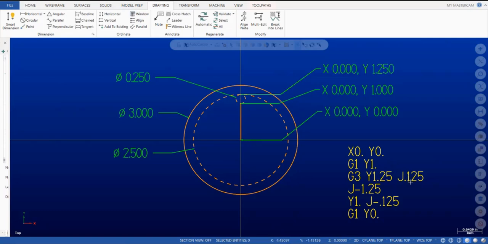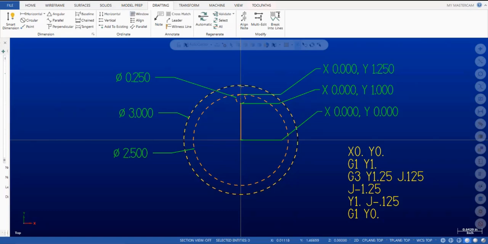And then we have a J value of 0.125, which is the distance to the center point of the radius we're swinging, measured in a plus direction from our start point of the radius. Okay, so we're sitting at Y1 inch. We're going to G3 Y1.250 with a radius of .125, which the center point of that radius is 125 thousandths away in the plus direction to the center line of that radius.